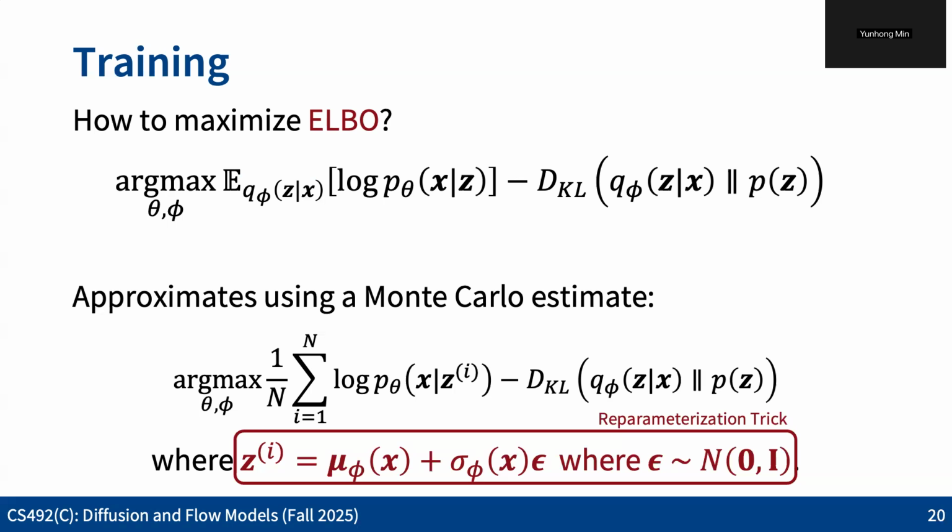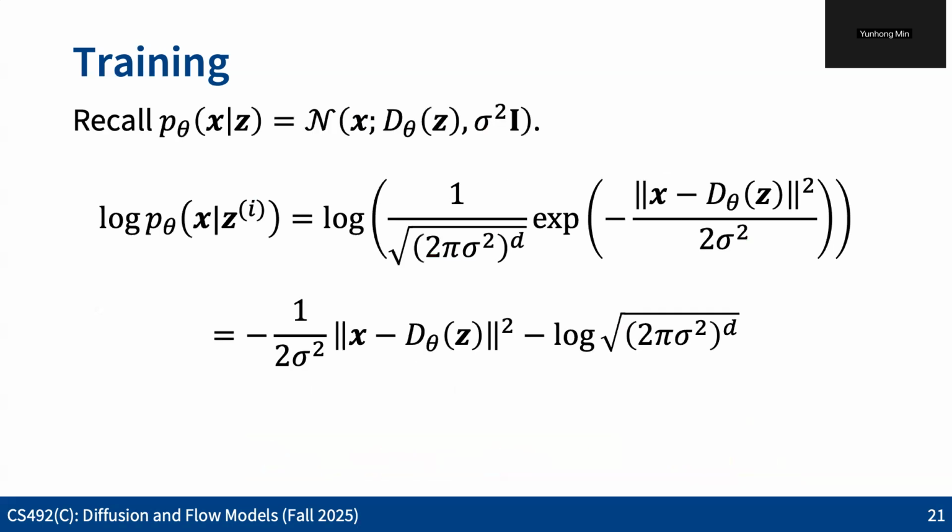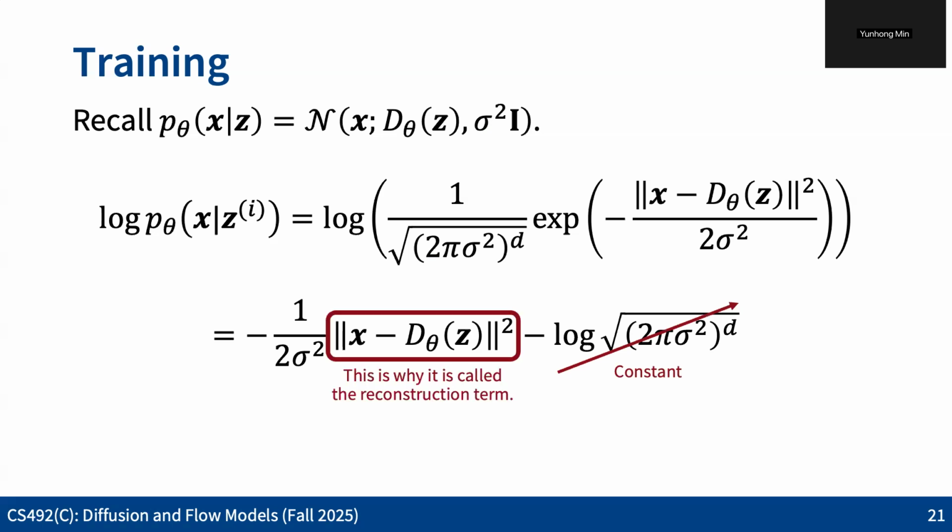So given this z, if we plug this into the PDF of the Gaussian distribution, then we can see that the log of the probability becomes the form of this. What we can see is that this is basically some kind of parameter that we set, right? So this is a constant value, and we can ignore it in the loss function. The only thing we are getting is this form, right? That's why this term is called the reconstruction term.